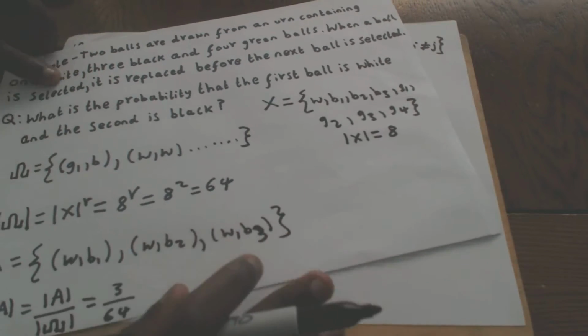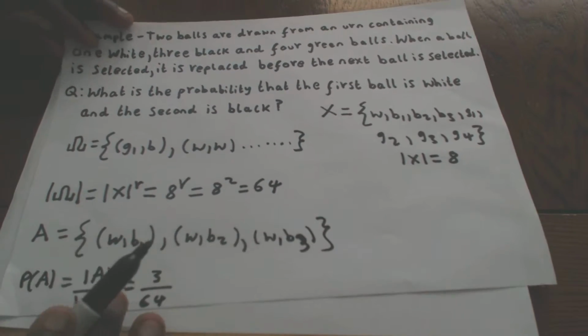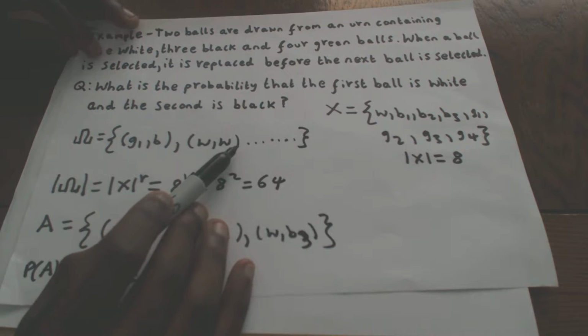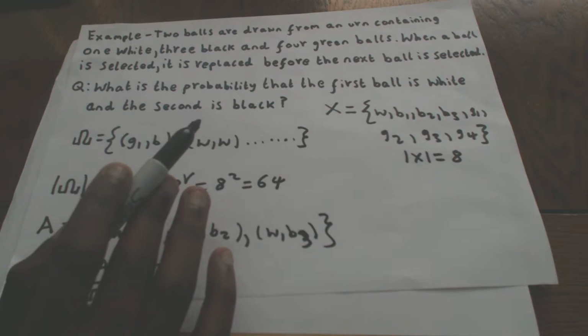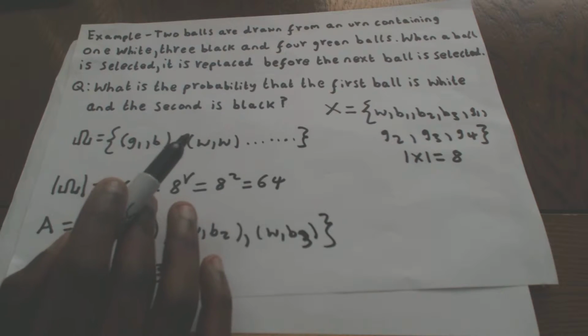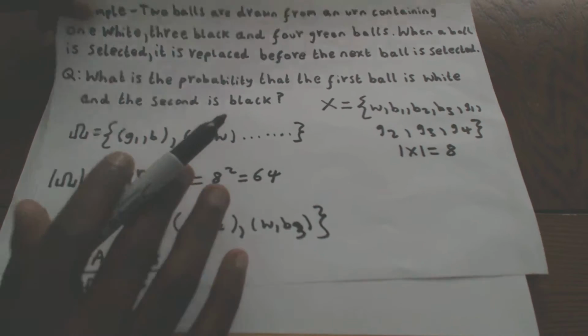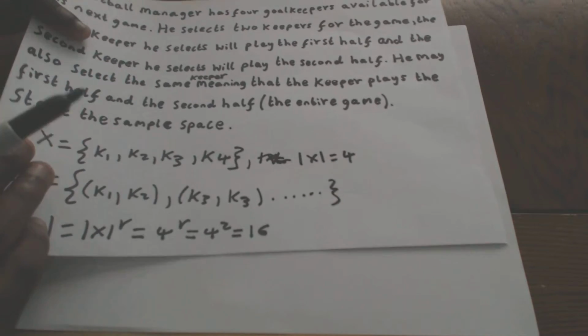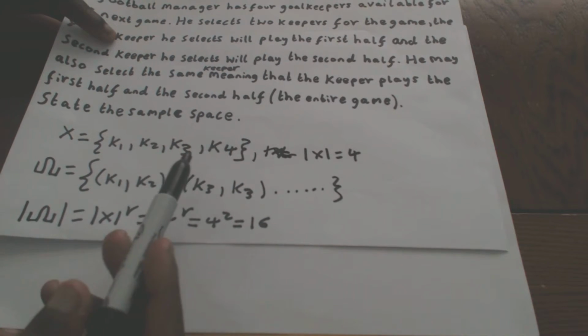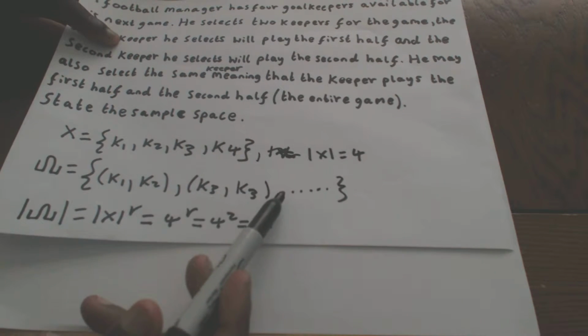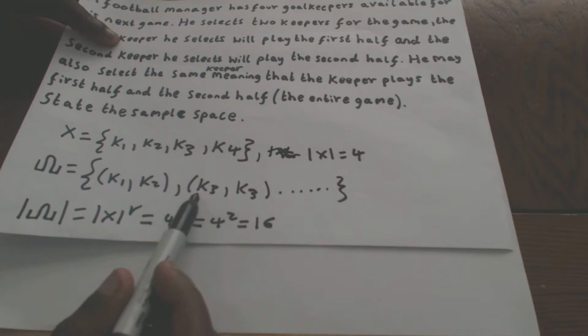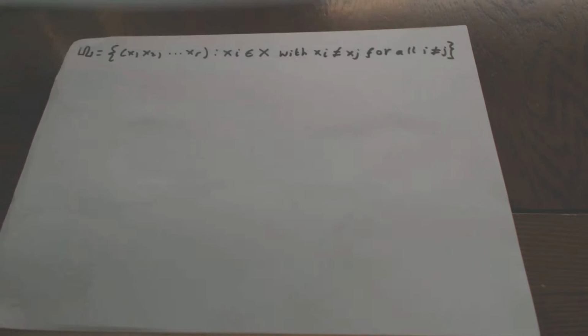So for example, in the case of the balls out of a bag from before, we couldn't have ww because xi can't equal xj, and so once we've taken w out of the bag, it doesn't go back in. And similarly for the Football Manager example, if this was without repetition, we couldn't have keeper three, because obviously once keeper three has played the first half, he wouldn't be able to play the second half.